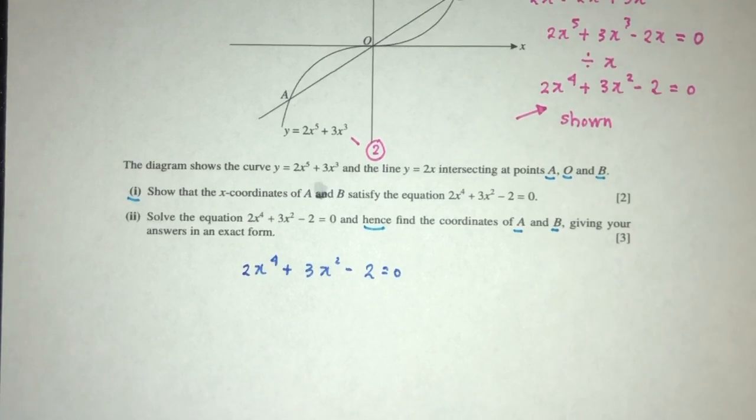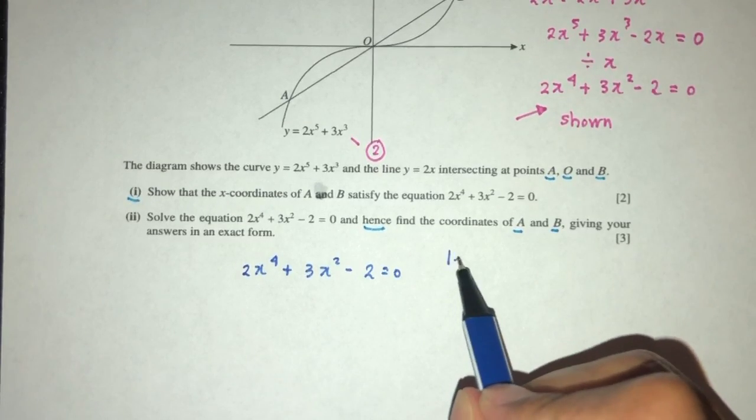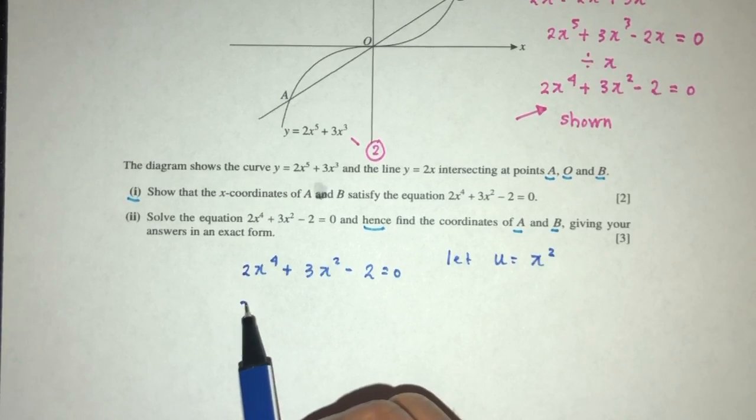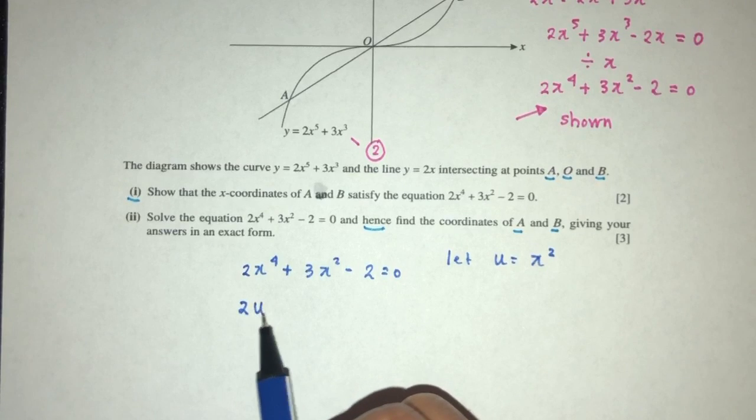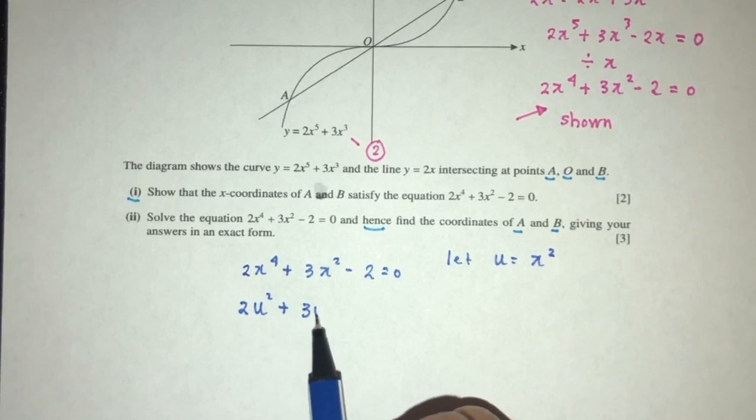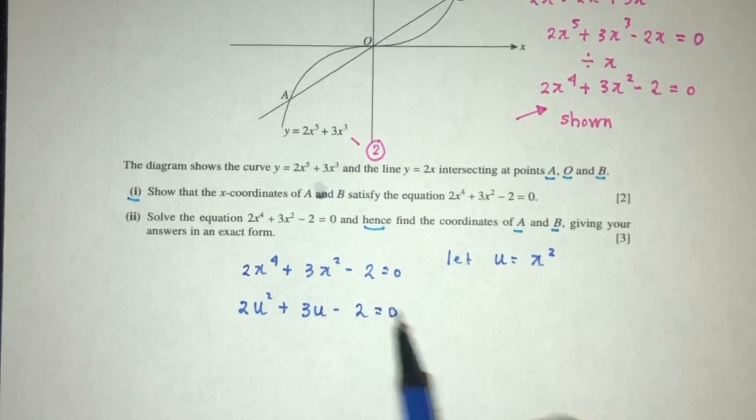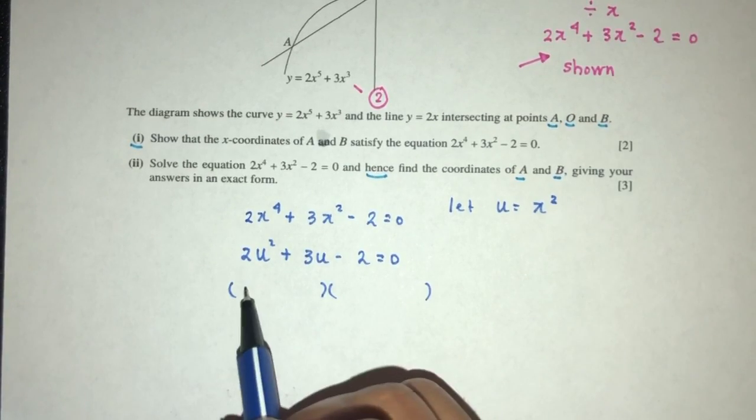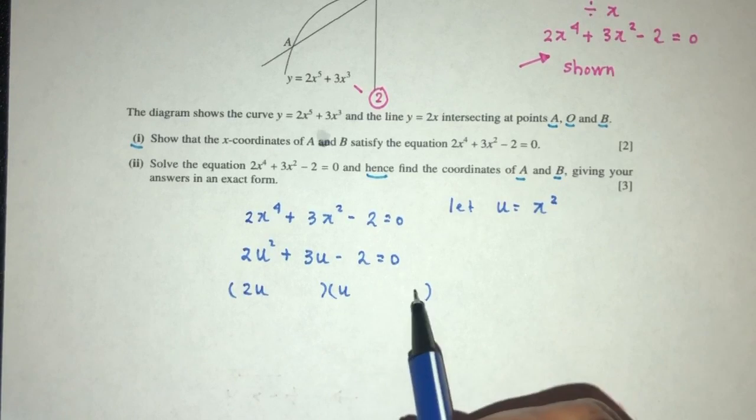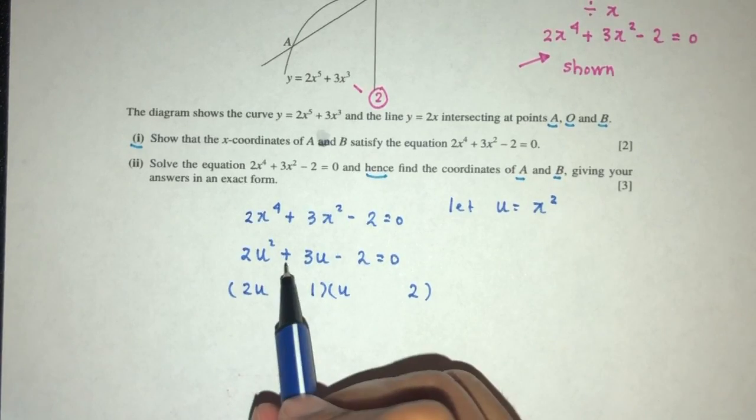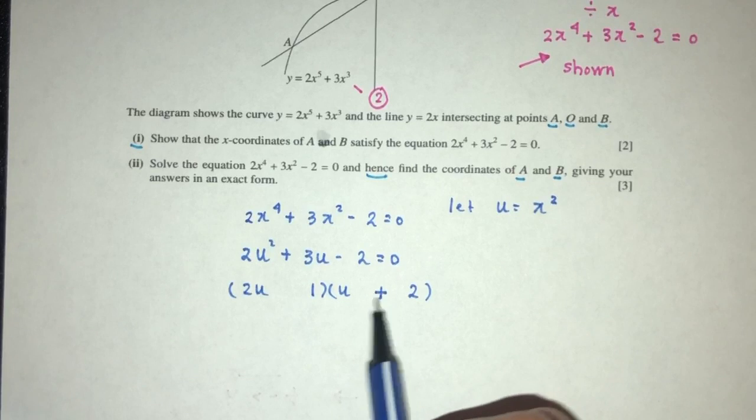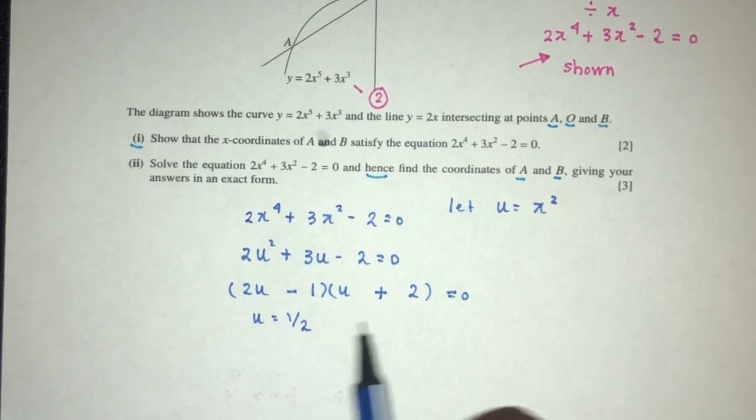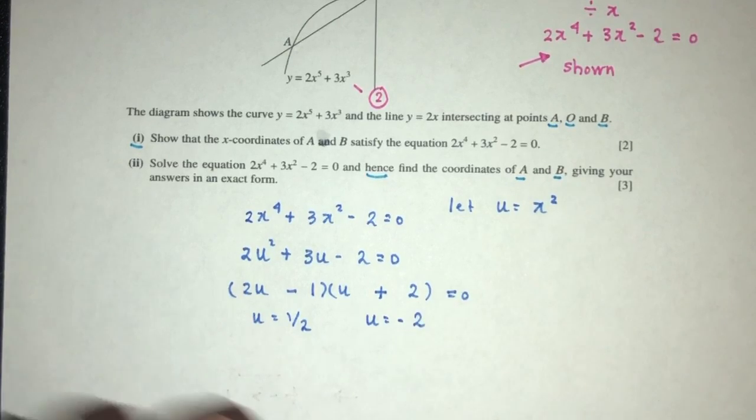Now we can use a trick here just to help you out. For example, I can let u equal to x squared. That will be 2u squared plus 3u minus 2. Now we can factorize. That will be 2 times u, and this is 2 times 1. To get plus 3, we have to have plus 4 minus 1. So u will be half, and u will be minus 2.